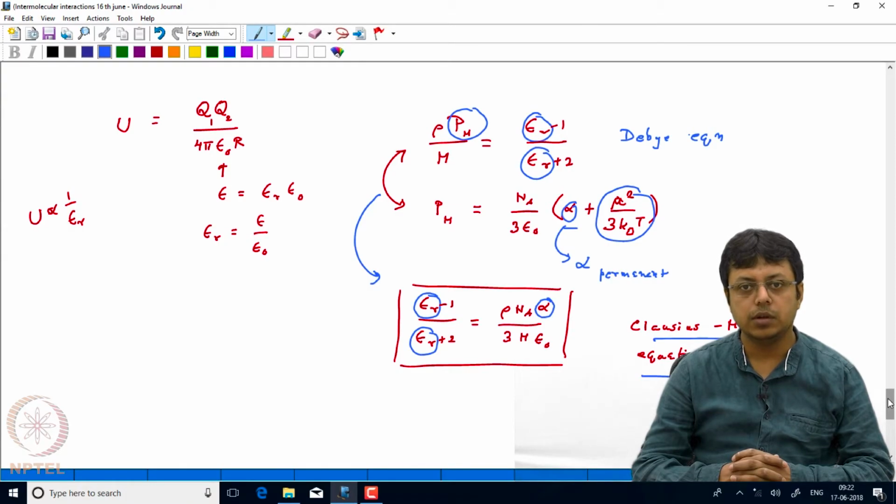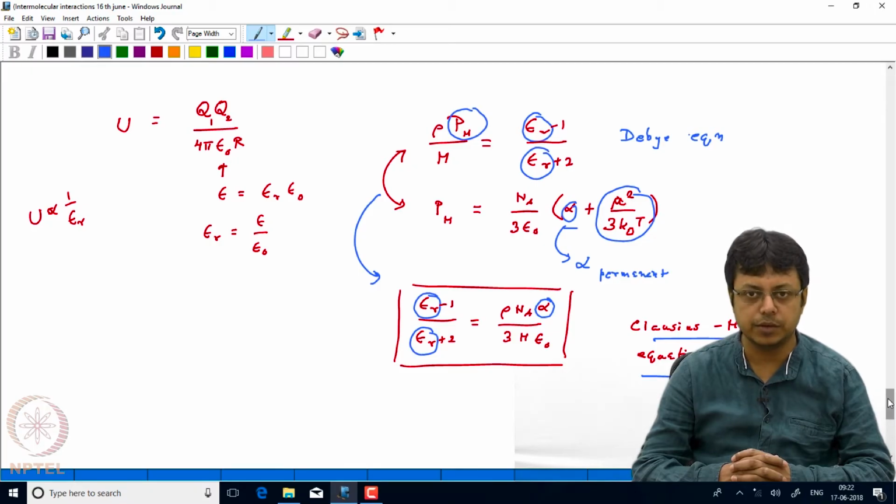Hello everyone. So in the previous lecture we discussed the molecular interactions, and then we talked about what will be the energy of a dipole in an external field. We ended our discussion on this section discussing what is dipole interaction, giving rise to the Debye equation, what is the expression for the macroscopic polarization, and if we combine these two, how we will get the Clausius-Mossotti equation.